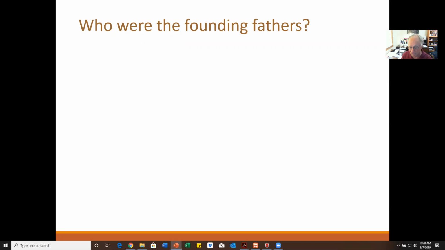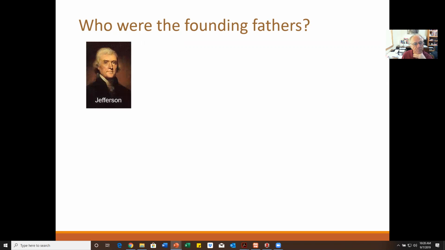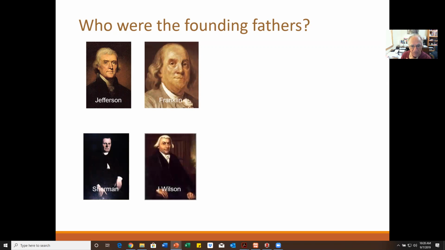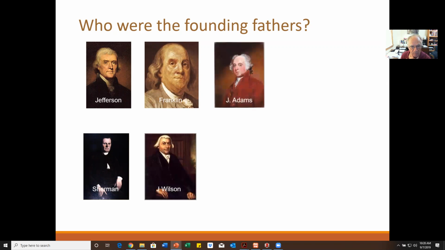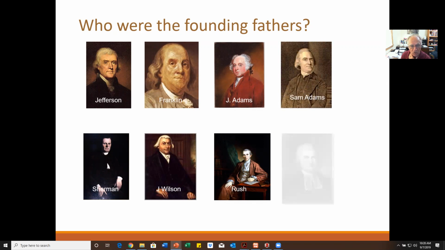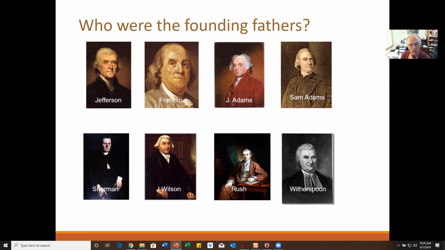Okay, who were the founding fathers? Think about it. You only know the names of some. I don't know if any of you have ever done the study of each one. I have not, and I probably should. I have done studies of some of these. Thomas Jefferson, of course, is well known. Ben Franklin, who was at both the Declaration and Constitution writing. John Adams and his cousin Sam Adams. Sam Adams was the instigator, if you will.